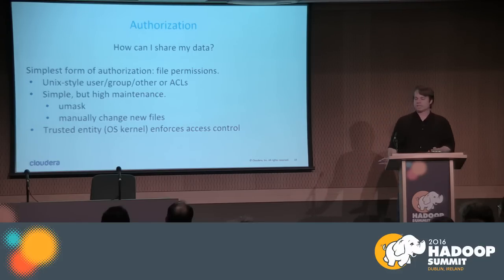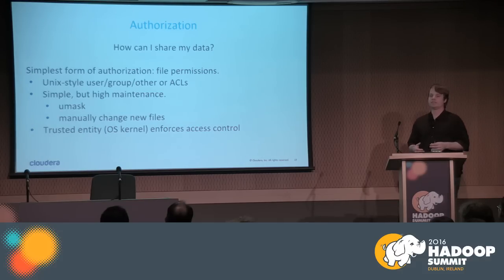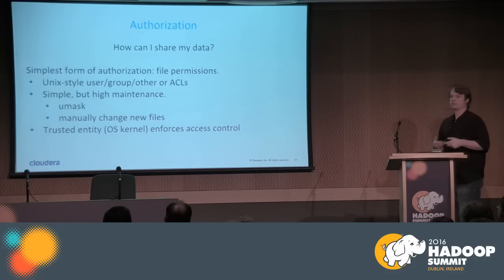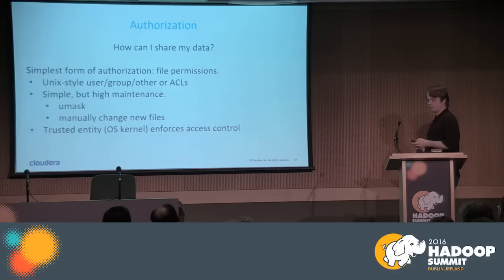The last bullet is the important point here: you need a trusted entity to enforce these permissions. In the case of Unix file systems, the trusted entity is the OS kernel. If your OS kernel is compromised, you cannot trust the access permissions anymore.